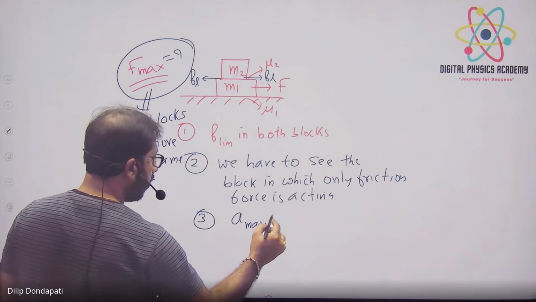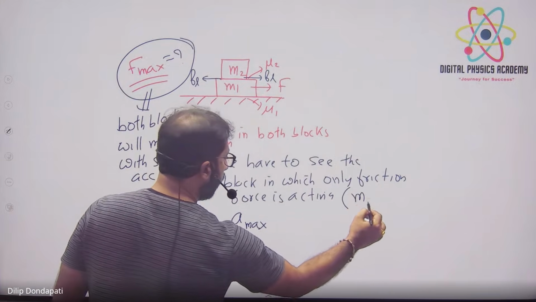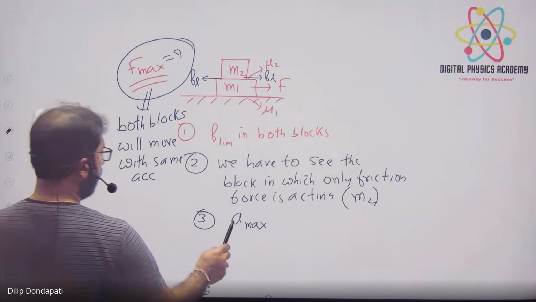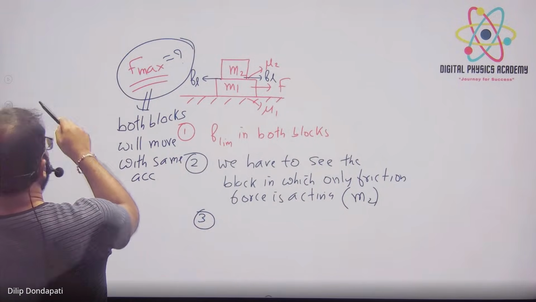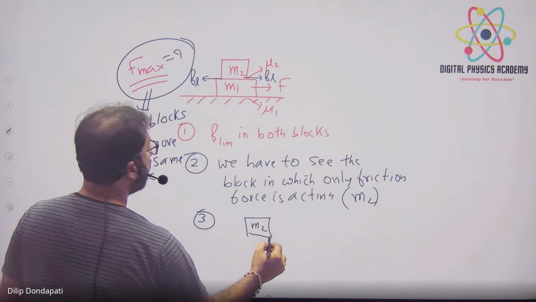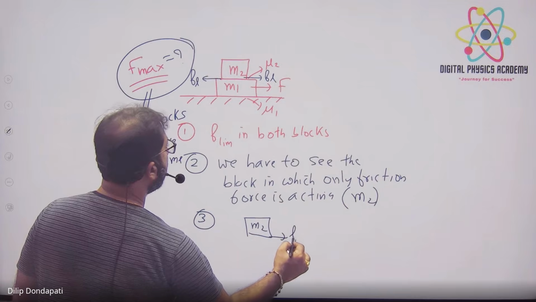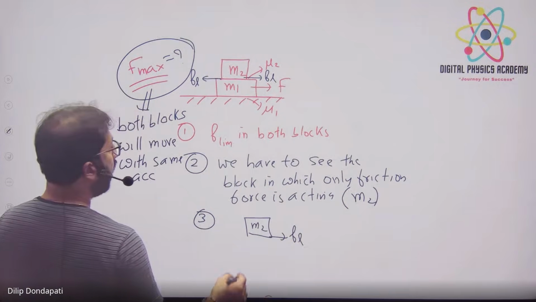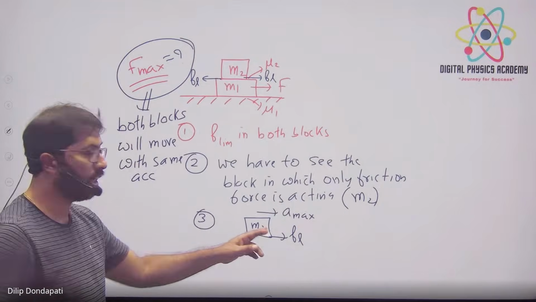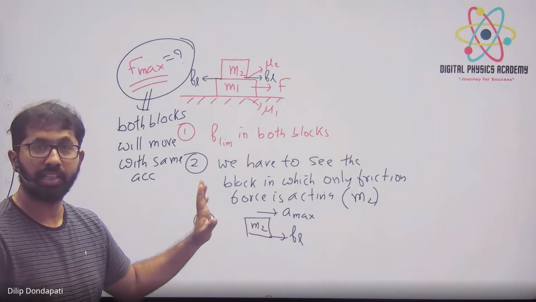This is for the M2 block, right? Now for the M2 block, we draw the free body diagram and find the acceleration. Only FL is acting on it, right? And we try to find the maximum acceleration with this. Net force by net mass, and you will get the maximum acceleration.